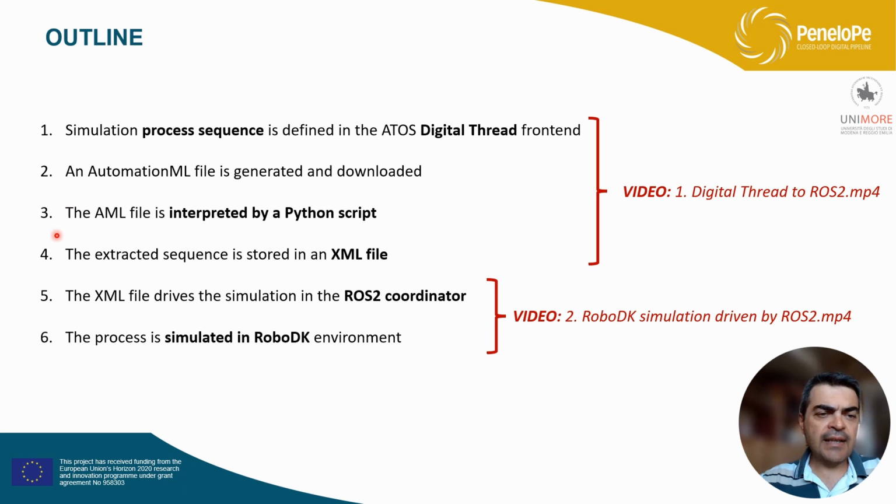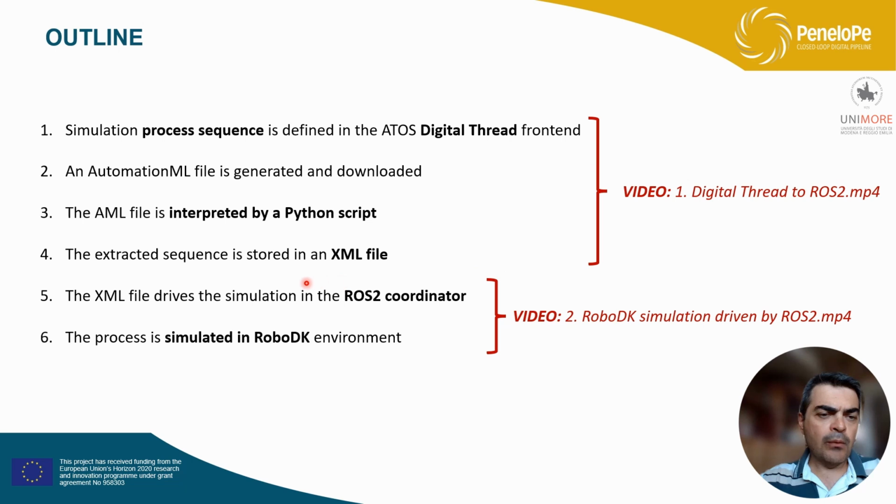Here we have decided to interpret the AutomationML file by a Python script and convert it in a much simpler XML file containing the sequence of the operations to be triggered. This was just an implementation choice. And all these first 4 steps are explained in this video that I will show you in a few minutes.